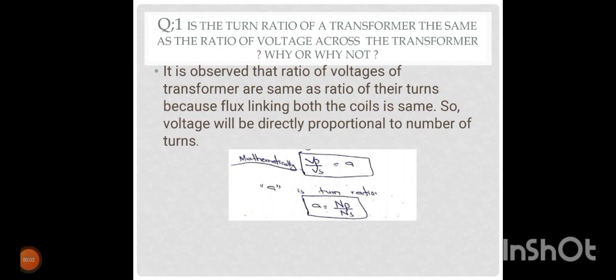Question number 1. Is the turn ratio of a transformer the same as the ratio of voltage across the transformer? Why or why not? It is observed that the ratio of voltages of a transformer is the same as the ratio of their turns, because the flux linkage in both the coils is the same, so voltage will be directly proportional to the number of turns. Mathematically, Vp upon Vs is equal to a, where a is the turn ratio, a is equal to Np upon Ns.